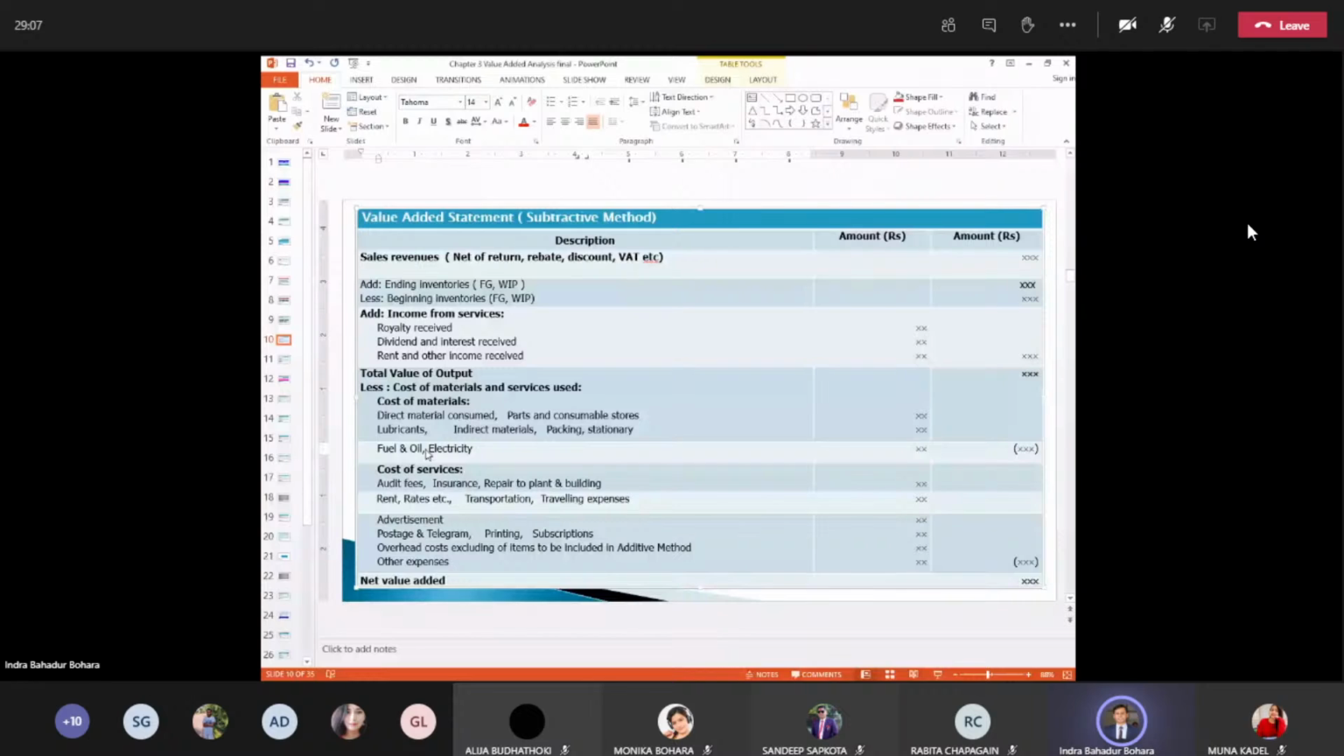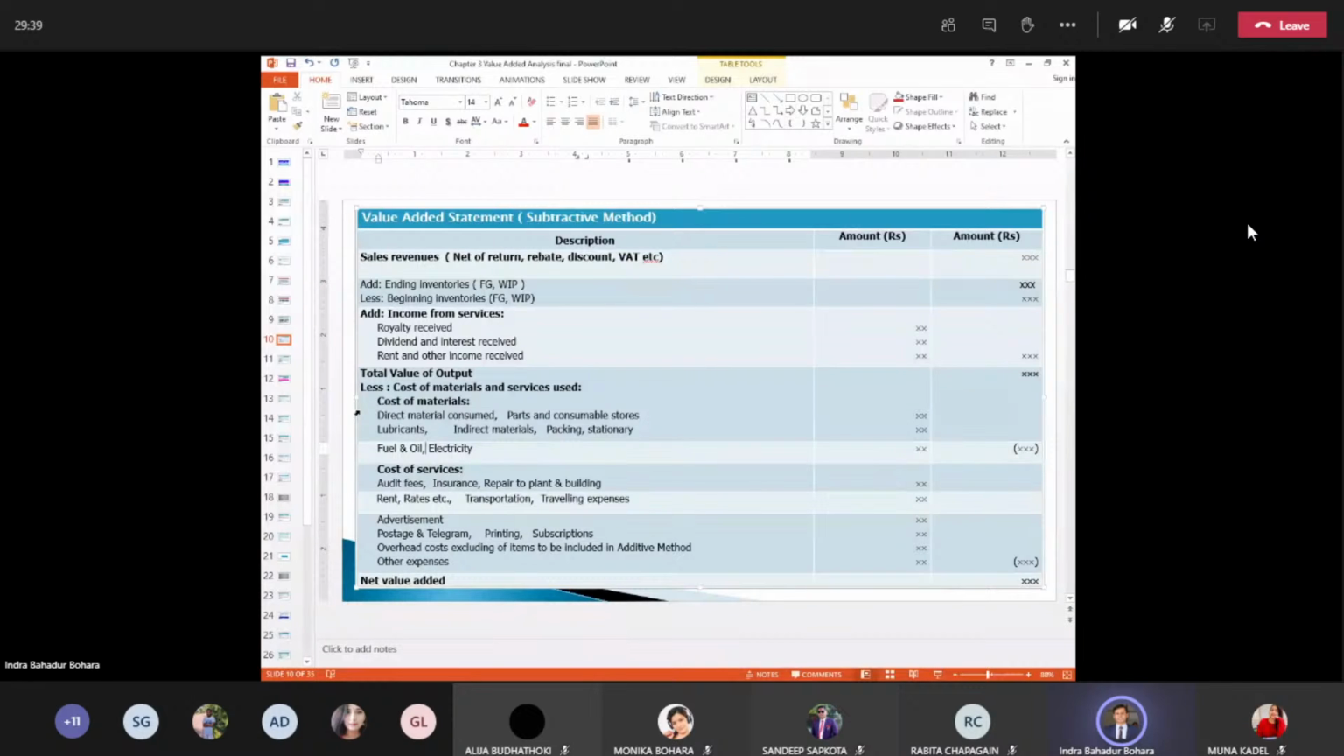Then when you deduct the total cost of material and services from the total value of output, the balance is net value added, that is calculated under subtractive method. So under subtractive method, total cost of material and services is deducted from the total value of output. So it is deduction method or subtraction method. And another is additive method.